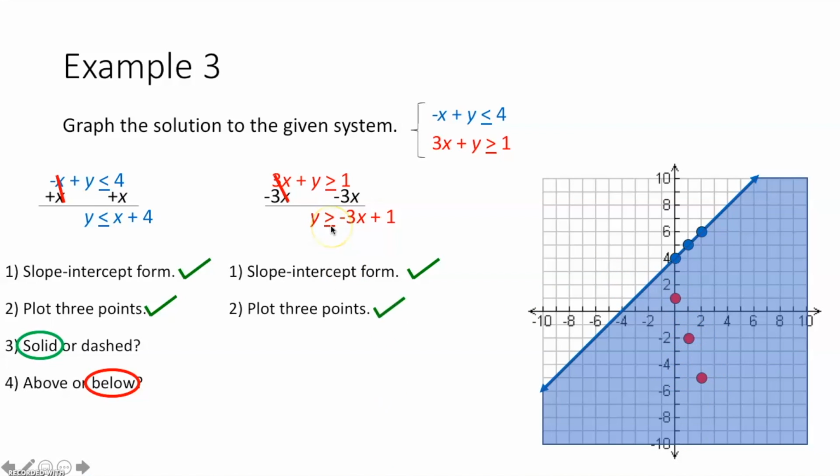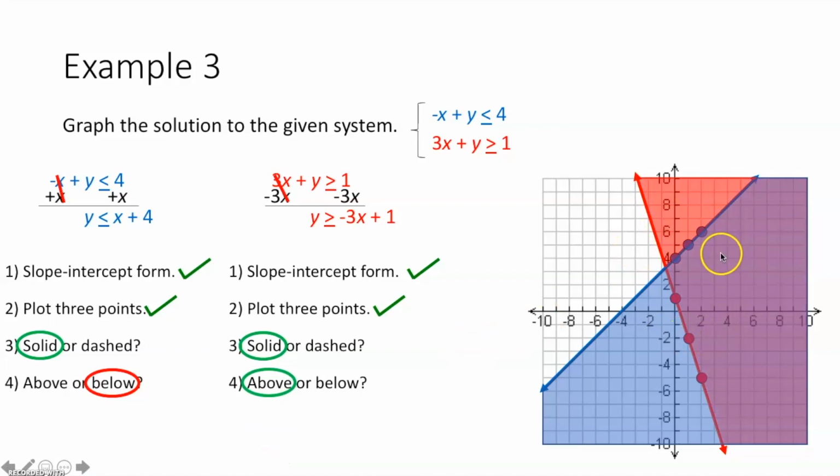And again, since we have an equal sign down here, when we decide solid or dashed line, it's obviously going to be a solid line. And then we decide, are we shading above or below this given line? Well, since the inequality symbol is eating the y, we want all the y values greater than this line. So we're going to shade above this line.